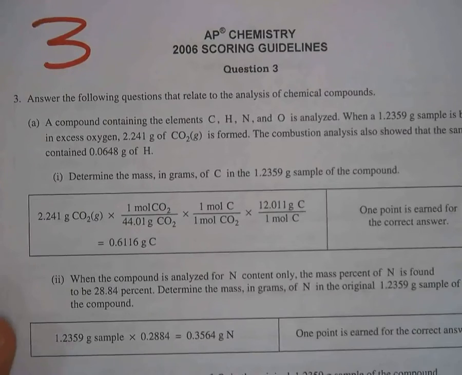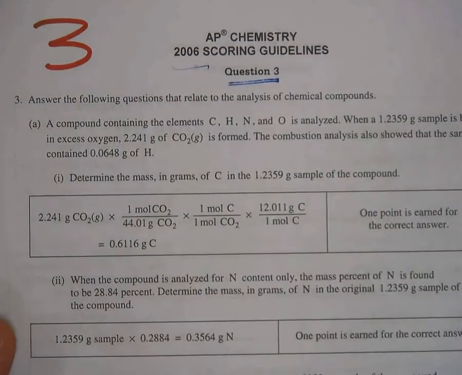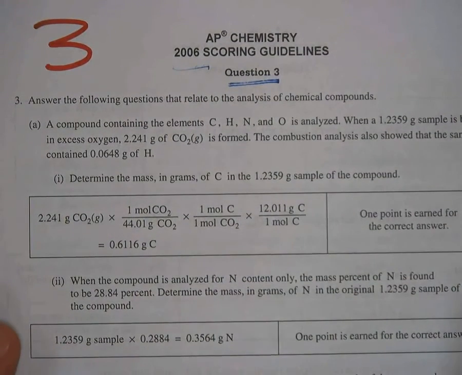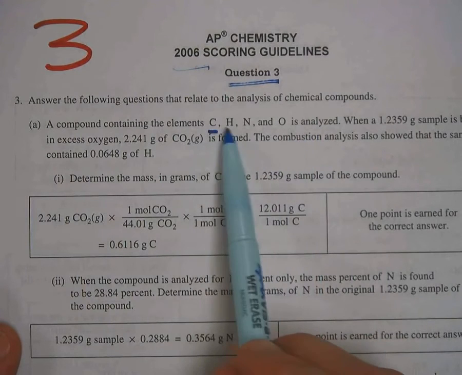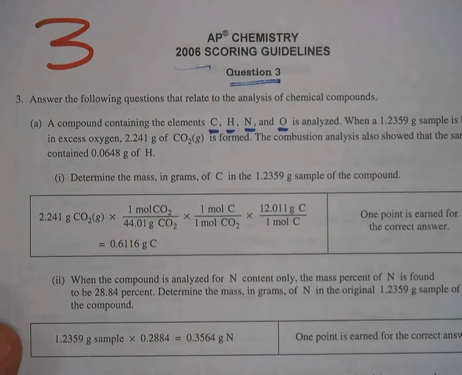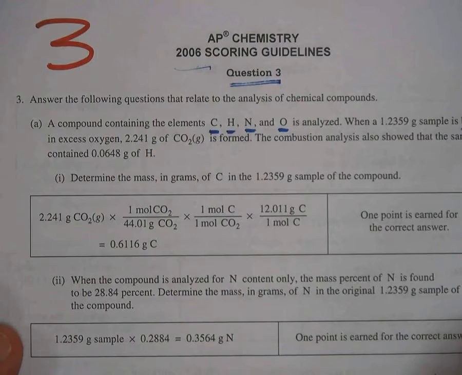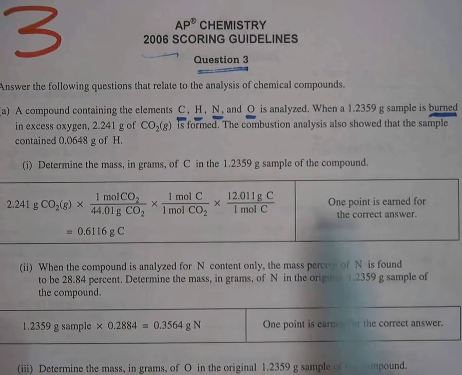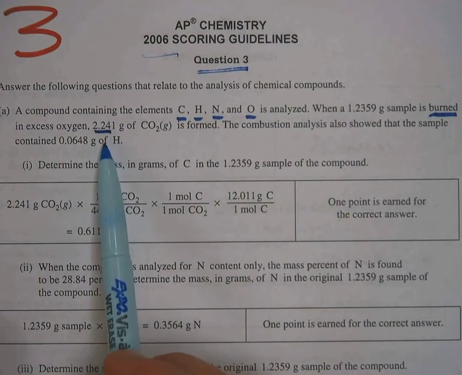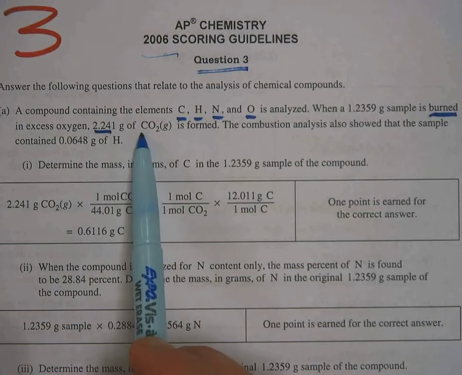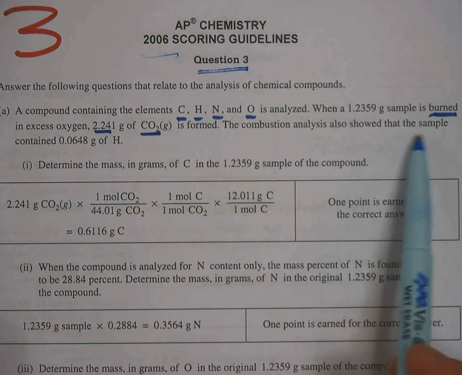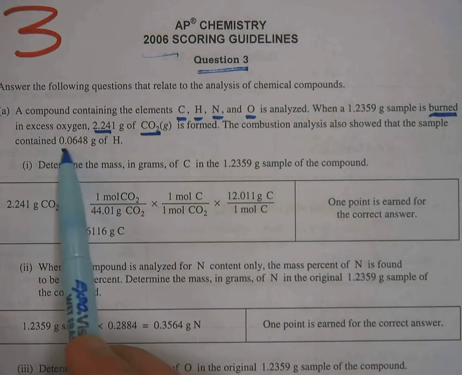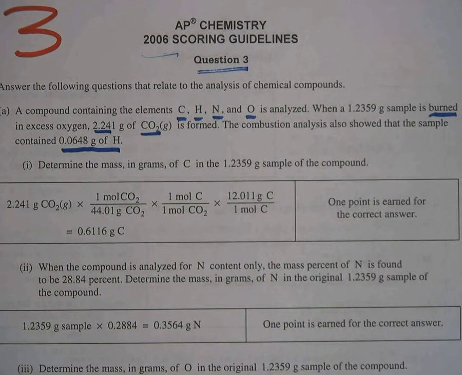All right, last question to go over for the review of Chapter 3. This is 2006, question number 3. Answer the question that relates to the chemical analysis of compounds. So here's one that's got C, H, N, and O. It's burned. Hey, combustion analysis. Oh, yippee. Okay. And you get this many grams of carbon dioxide in excess oxygen. The combustion analysis also showed that the sample contained this many grams of hydrogen. So they give you some information. They give you more information than what you get in a normal combustion reaction.